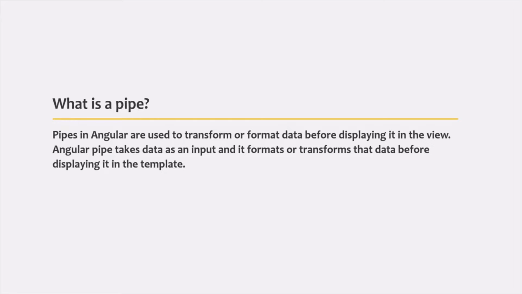Pipes in Angular are used to transform data before displaying it in the view. Angular pipes take data as input and transform or format that data before displaying it in the template. Let's try to understand pipes with some examples.